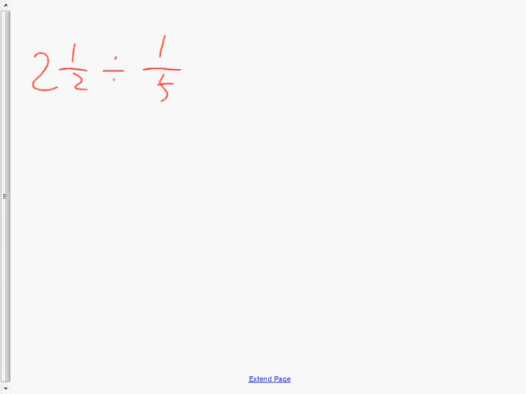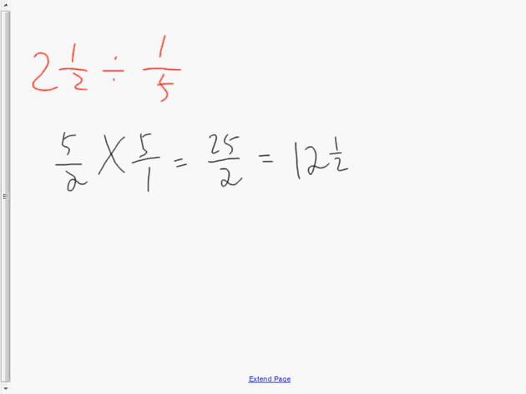Your next question is dividing a mixed fraction by a fraction. Same rules apply. Always change your mixed fractions to improper. Change your division to multiplication and use the reciprocal of 1/5. Now that you have it as multiplication, multiply your numerators to get 25, multiply your denominators to get 2, and your answer will be 12 and a half.